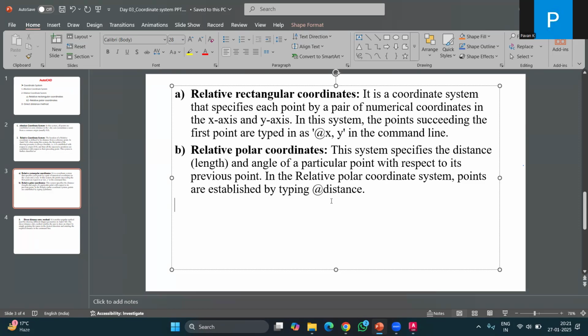Okay, but when you check it, it will be clockwise. It is up to you only. Okay, so in the relative polar coordinate system, points are established by typing the at the rate symbol, the distance, and the angle.